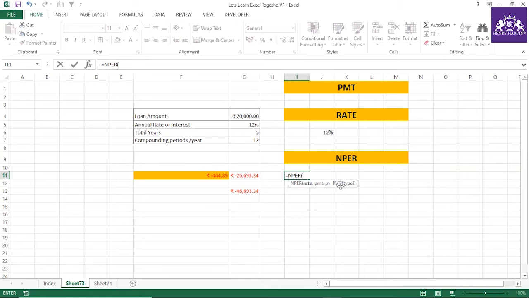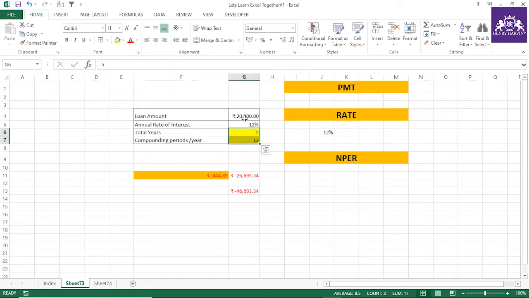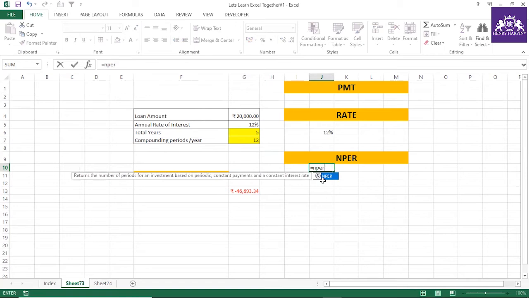This is called the screen tip, guys, which I keep on telling in all my sessions. And this is the argument. You can see rate, PMT, PV, FV, type. So rate, actually, you know that we have to find out the number of periods, guys. So we have to remove this. All right, and we have to use this and this. All right, let's see now if we get NPER or not.